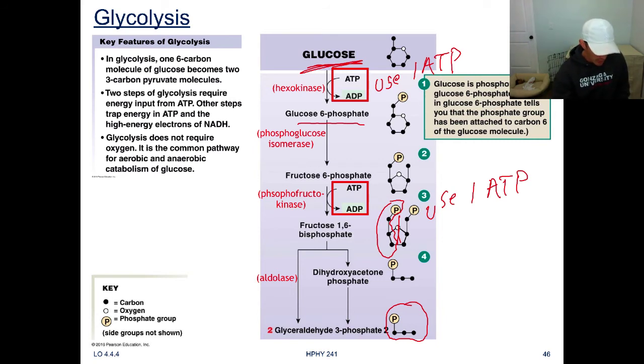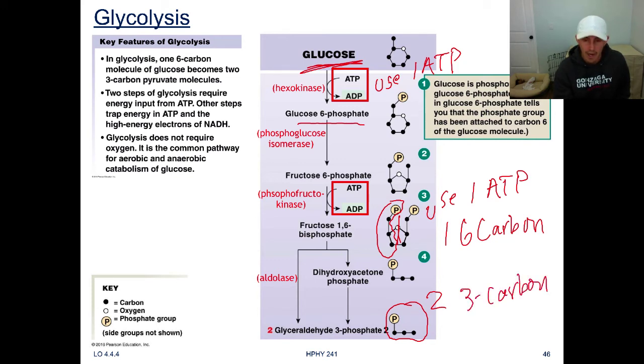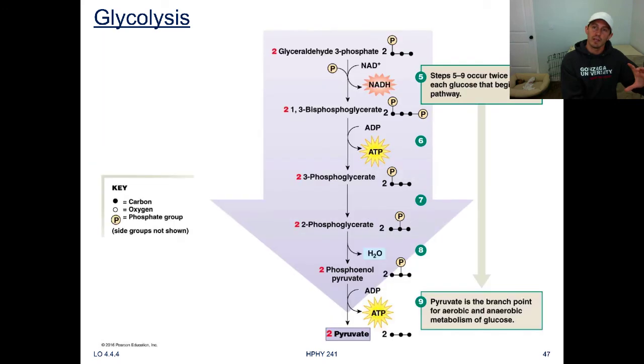But the point is, we've gone from 1 6-carbon structure. Now we've got, at the end of this first half of glycolysis, 2 molecules of a 3-carbon structure, and that is glyceraldehyde 3-phosphate. And at this point, we are net negative 2 ATP. So the first half of glycolysis actually uses some energy. Okay. The second half of glycolysis, which I'm going to show right now, is where we start generating our energy and our electron donors. Okay.